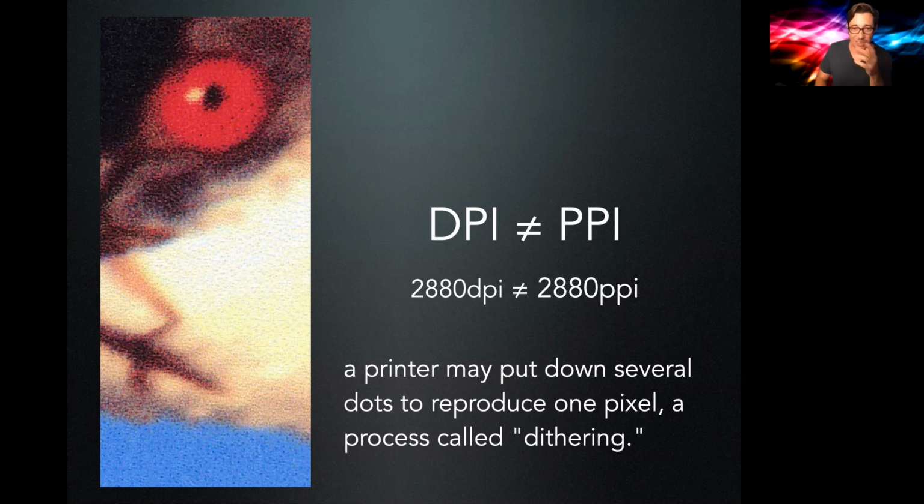What's important to know here is that there is a difference between DPI and PPI. They are not the same. A printer might put down several dots per inch. But it's not a one-to-one comparison, 1 pixel per 1 print dot. You might have several print dots needed in order to print 1 pixel, which is 1 single color. This process is called dithering.